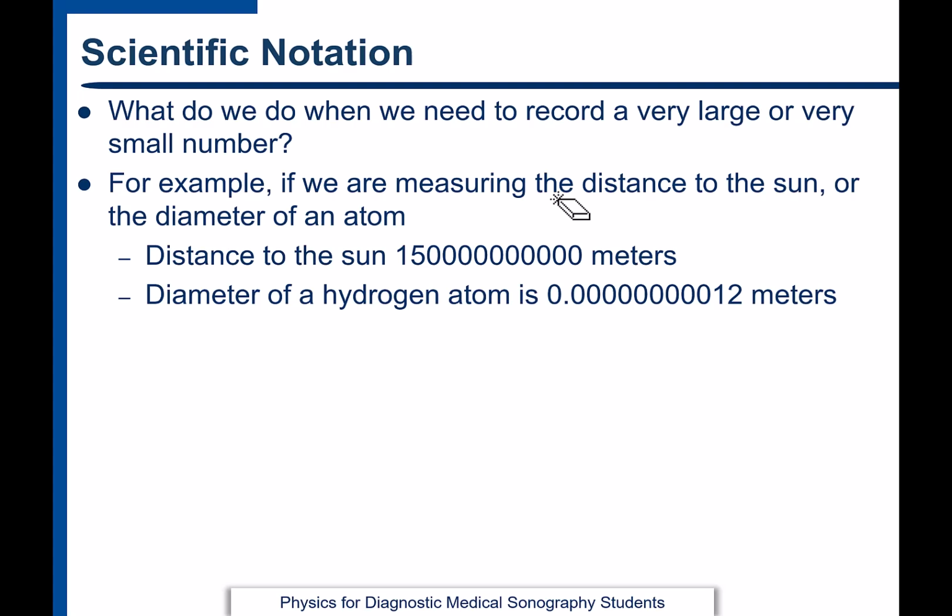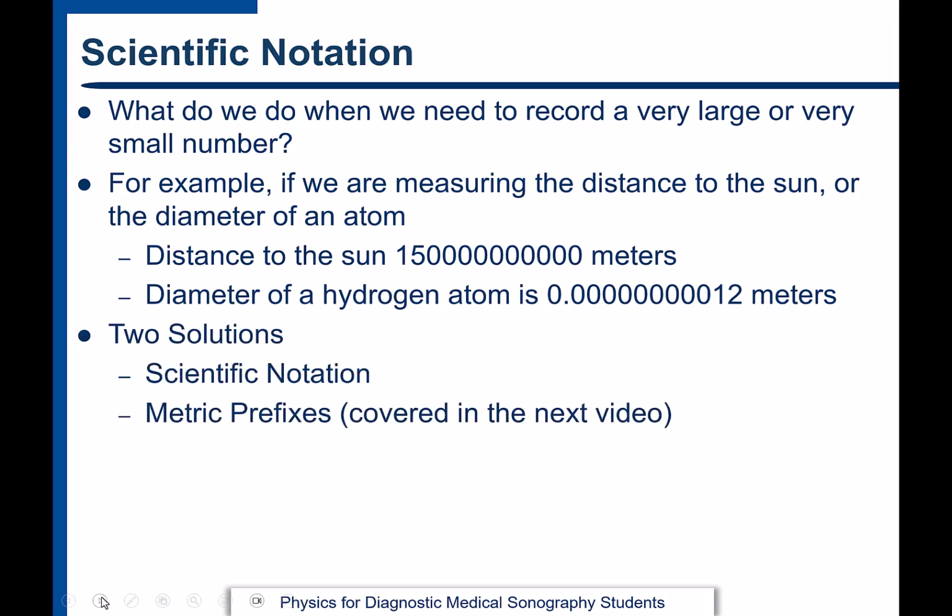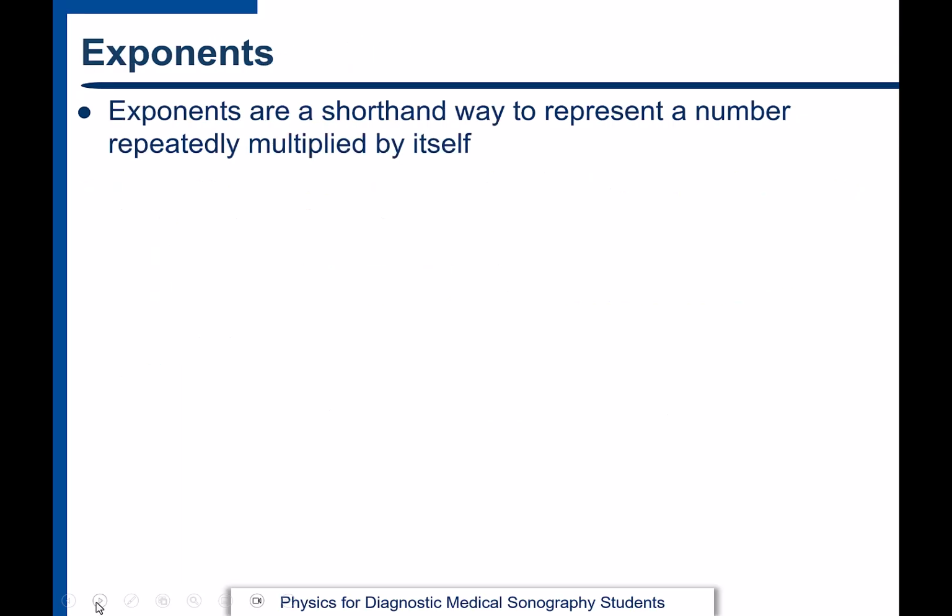And so we need some type of shorthand notation for writing very big and very small numbers. It turns out there are actually two solutions to this problem. One is to use scientific notation, and that's what this video is all about. The other way to do it is to use metric prefixes, and we'll be covering those in our next video. Scientific notation is based on the concept of exponents. So we're just going to take a minute or two here to review some of the basic rules of exponents, and then we'll see that those will help us understand scientific notation.